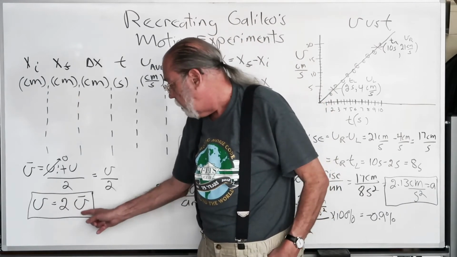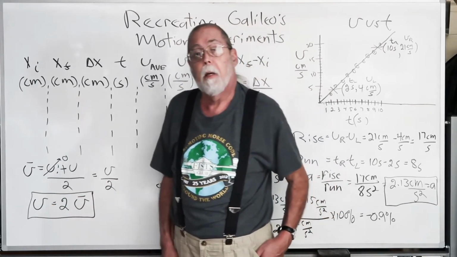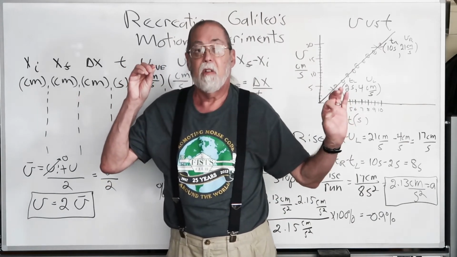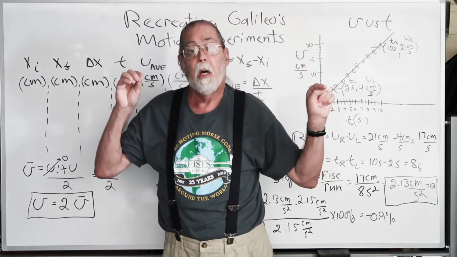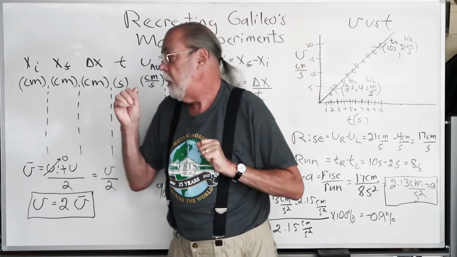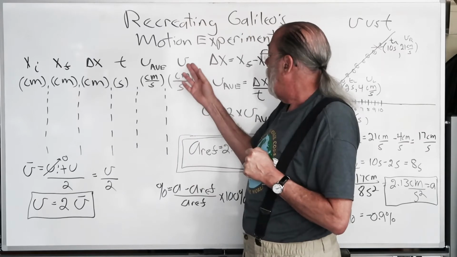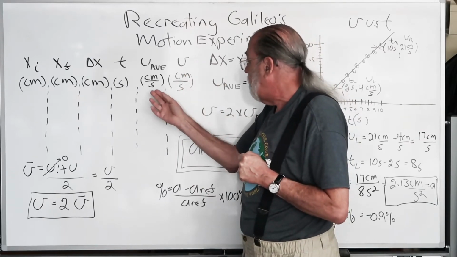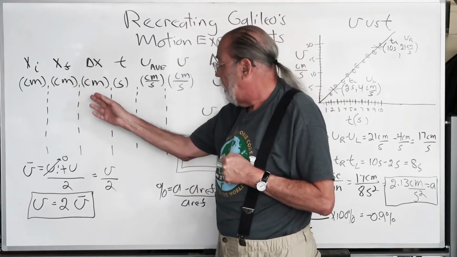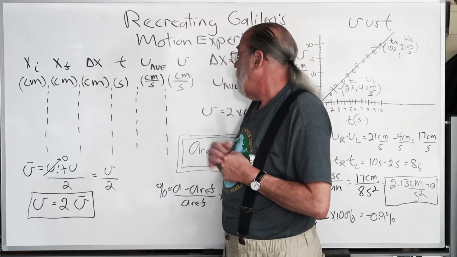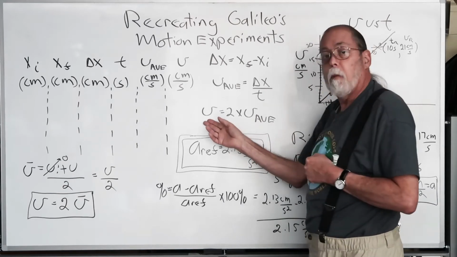Thus, if we double the average velocity, that will give us the velocity of the air track at the bottom of its run. That's what we need, not the average velocity. We need the velocity at the bottom of its run. So you calculate the average velocity, then you calculate the final velocity by doubling it. Very simple. You calculate the average velocity by dividing delta x over t, write that in this column, and then you simply double that to get the final velocity.